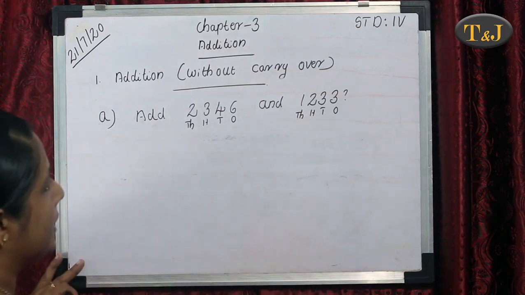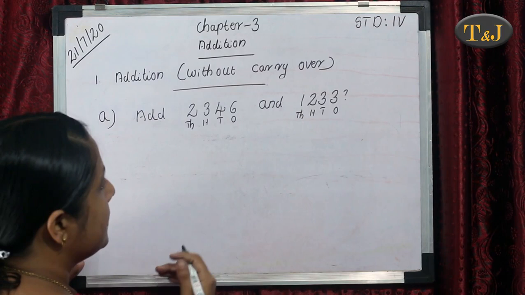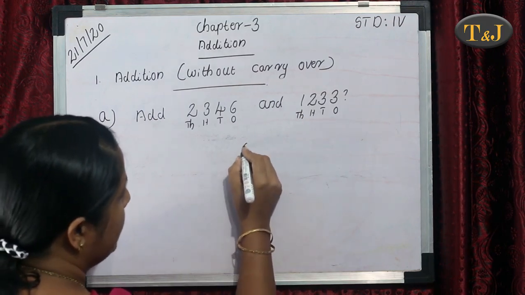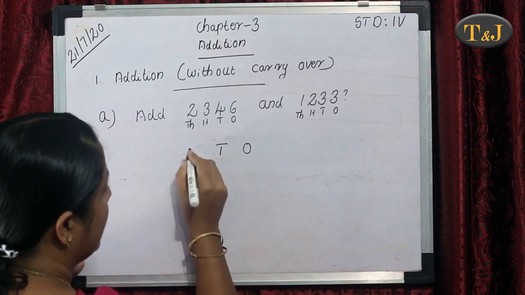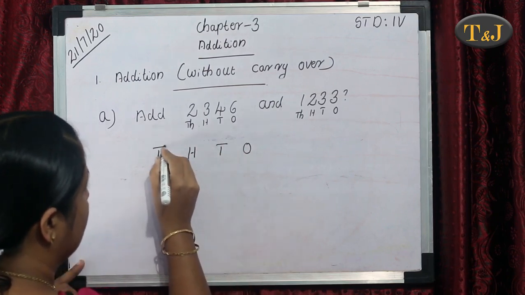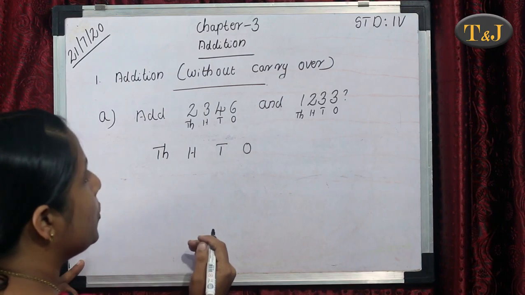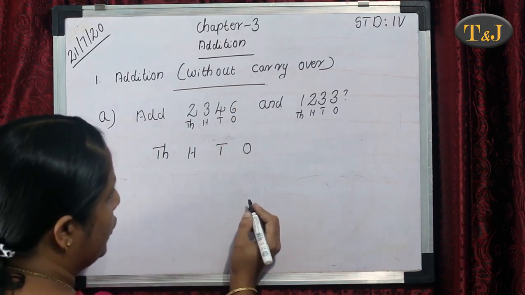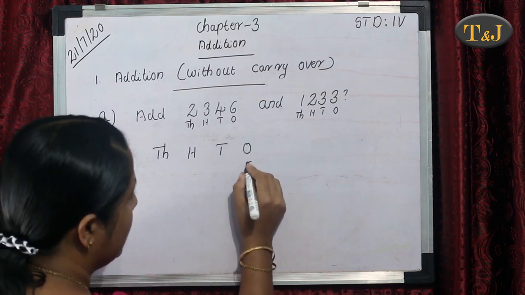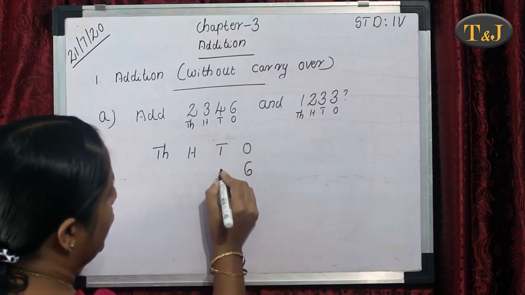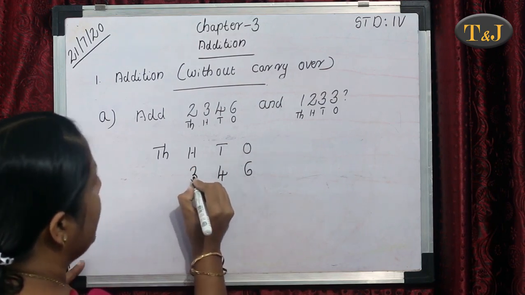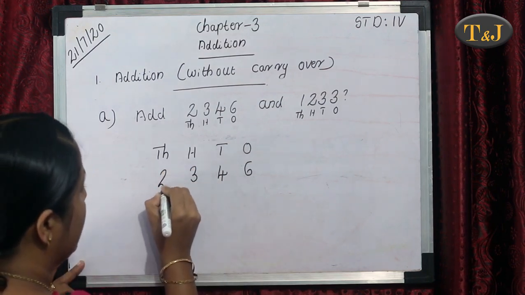First of all, we write these numbers, that means we are arranging these numbers into columns. First we write the places of these digits: ones, tens, hundreds, thousands. Then we write the numbers. First number is 2346. So we write 6 in ones place, 4 in tens place, 3 in hundreds place, and 2 in thousands place.